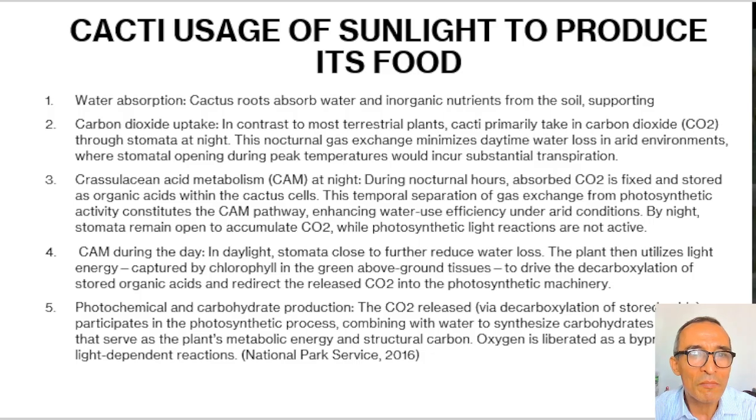The plant then utilizes light energy captured by chlorophyll in the green above-ground tissues to drive the decarboxylation of stored organic acids and redirect the released carbon dioxide into the photosynthetic machinery. In the photochemical and carbohydrate production, the CO2, or carbon dioxide, released participates in the photosynthetic process, combining with water to synthesize carbohydrates or sugars that serve as plant metabolic energy and structural carbon. Oxygen is liberated as a byproduct of the light-dependent reactions. That's what happens in all plants, and happens also in cacti.